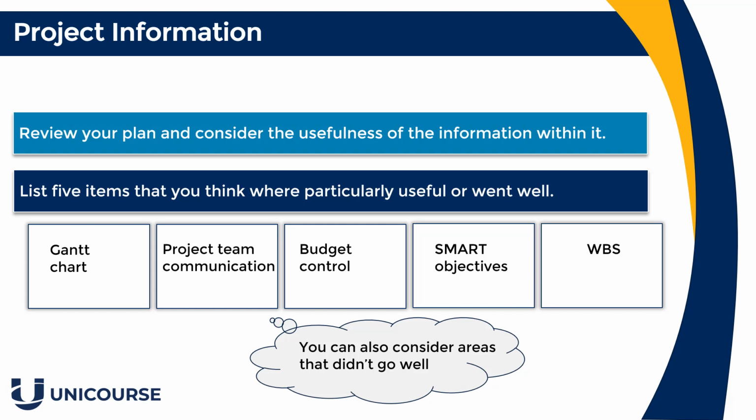So this is a good tool, a good technique to use. Maybe get all the project team together and ask them to list 5 items that they think were particularly useful or went well in the project in accordance with the plan. You can also do the same activity and consider what didn't go well, and ask yourself the 5 W's and an H when conducting this meeting or this project evaluation team meeting.